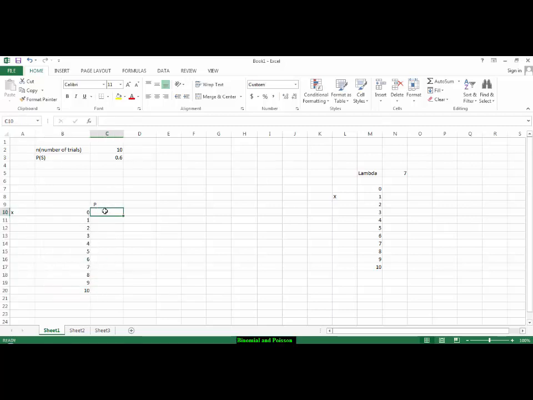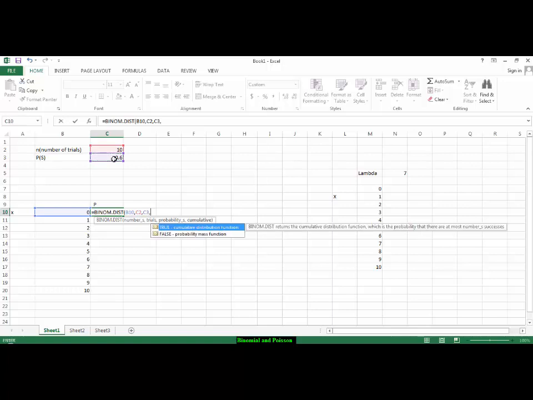Okay, so we'll use a Microsoft Excel function that's called BINOMDIST, which has 4 arguments. The first one shows the number of successes. The second one is the number of trials. The third one is the probability of success. And the fourth one is for determining whether or not you are dealing with the cumulative distribution function or the probability mass function. So in this case we are trying to find the probability mass function, so we'll put 0 here.